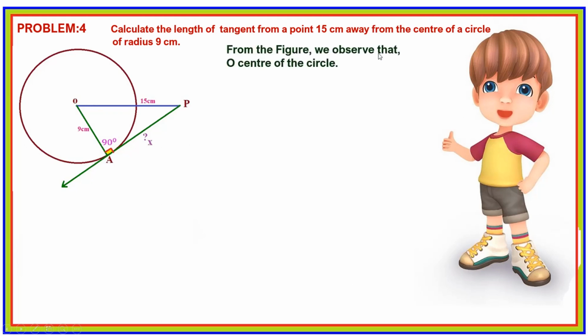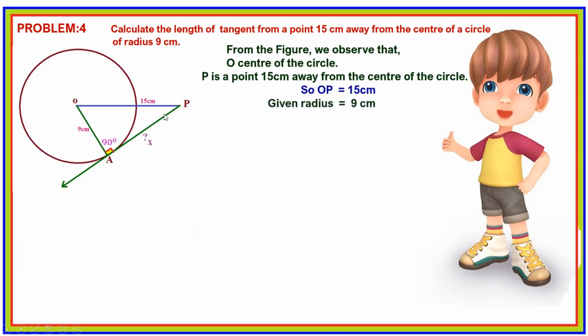From the figure, we observe that O is the center of the circle. P is a point 15 centimeters away from the center of the circle. So distance OP is 15 centimeters. Given radius is 9 centimeters. This is the radius, and this measurement is 9 centimeters.